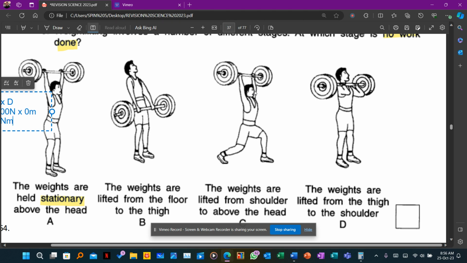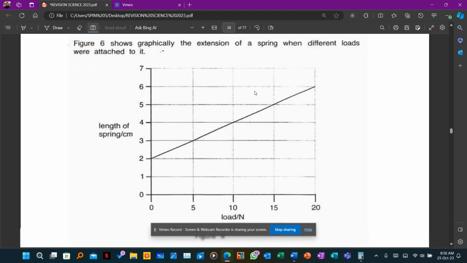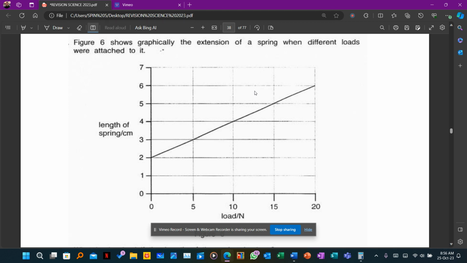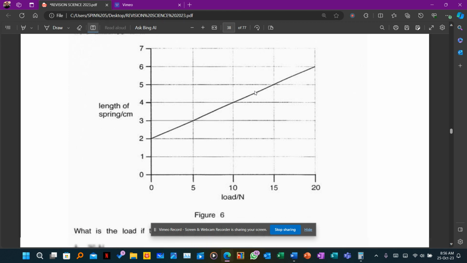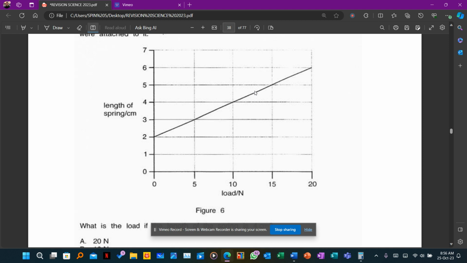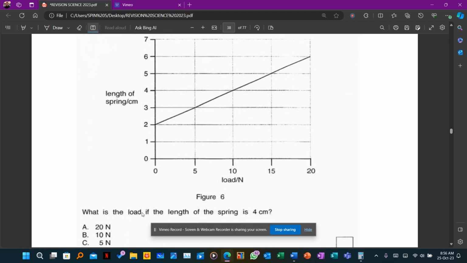Okay, next one. This one is a graph question, which is about force as well. This one is just in case you don't remember, you just have to pay attention. What is the load if the spring is 4 centimeter? I told you guys already. Find where is 4 centimeter. In this case, 4 centimeter is here. Then make a line until the line touches the graph. Use a ruler, this one is not accurate. And then just pull the line down, and you will get the answer here, which is 10 Newton.